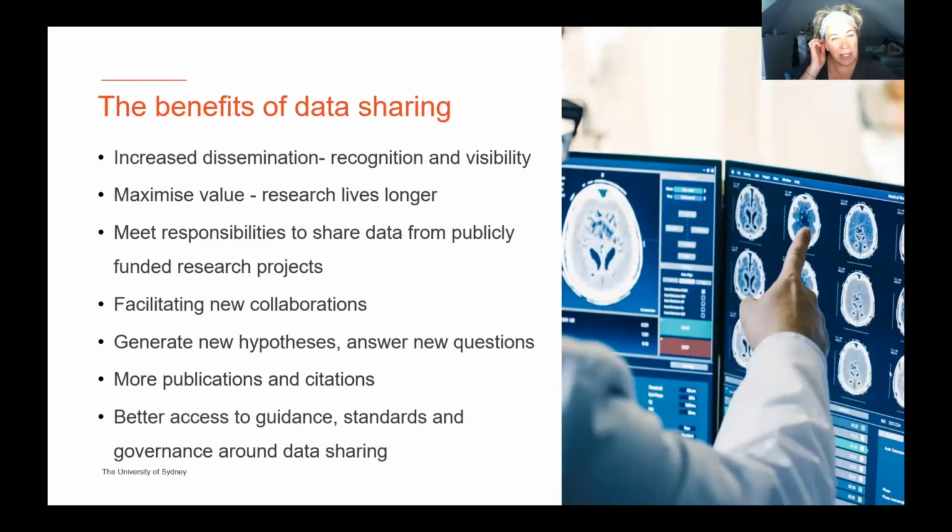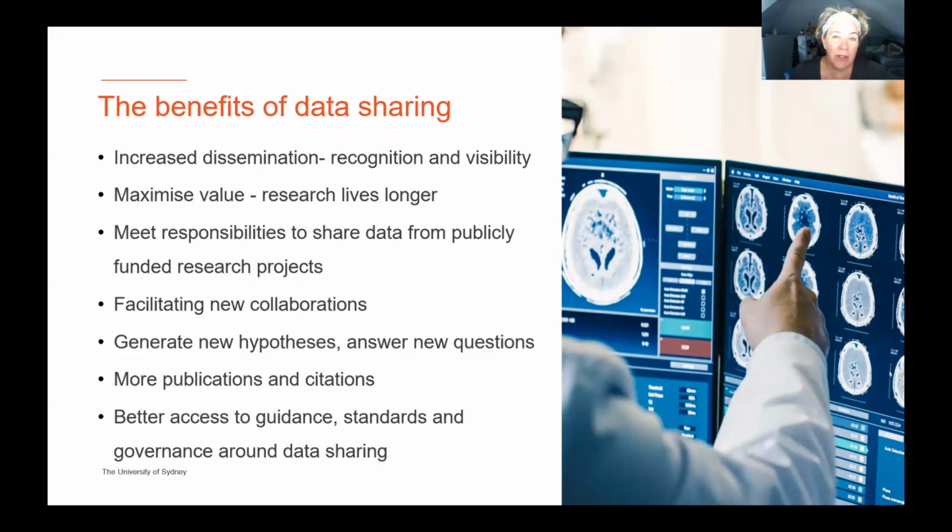So what's data sharing? Data sharing is about the on-use of data that already exists. So it's about maximizing value from data that already has been collected before you collect new. Some of the benefits are that you can increase dissemination of research by using the data again, making it more recognizable and visible than it was with its initial publications if it was a trial. It means that the research lives longer and can contribute more than its initial time frame of when it was recorded or collected in the trial.